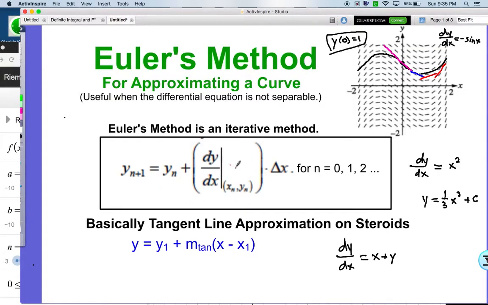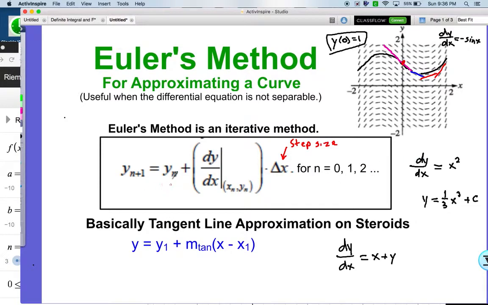And so here it is written out in this nice fancy math talk. It says y of n plus 1. So the next y value is what you get when you have the y value you have currently, plus the derivative at the particular x and y value you are at right now, times your delta x. And we're going to call that step size. That's how far you're going between the starting point and the next point. And you do that for however many steps you have.